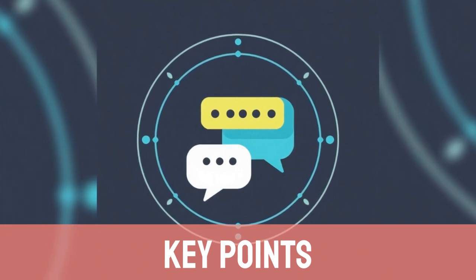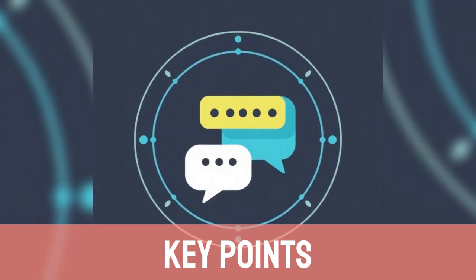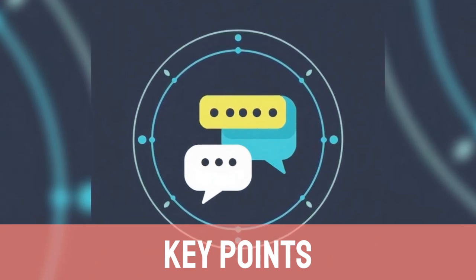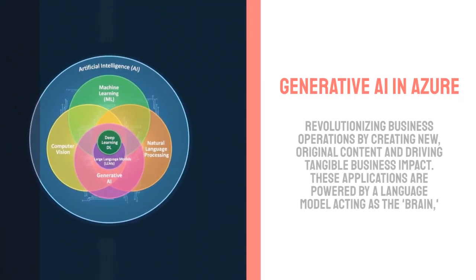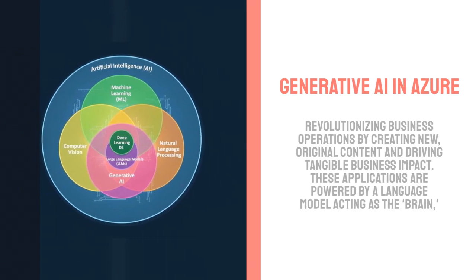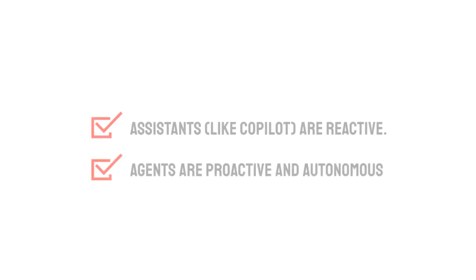To recap, generative AI in Azure is revolutionizing business operations by creating new, original content and driving tangible business impact. These applications are powered by a language model acting as the brain. Assistants, like Copilot, are reactive. They respond to user queries with answers or suggestions. Agents are proactive and autonomous. They execute a full series of tasks to achieve a high-level goal, such as coordinating complex logistics or booking a ride.